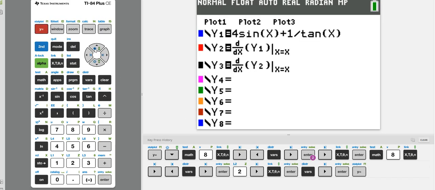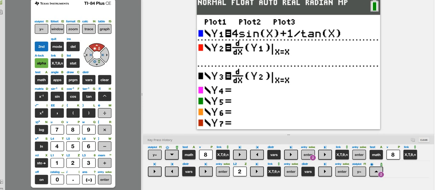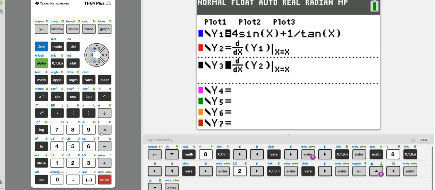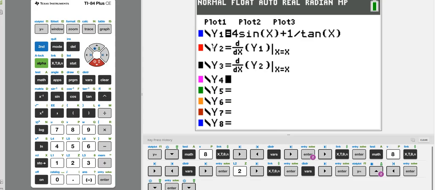Initially, maybe you don't want the graph of all these 3 functions at the same time, so slide over here, and on the equal sign, press enter. You can see the difference between y1 and y3. y1 is highlighted, y2 and y3 are not highlighted. That way when I graph this, I'm just going to get the graph of the function, not its first or second derivative.